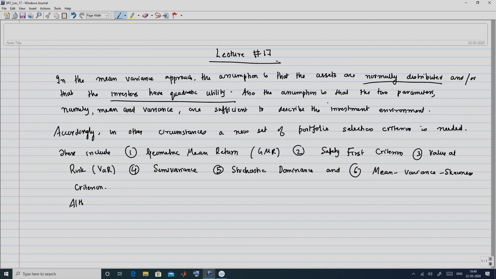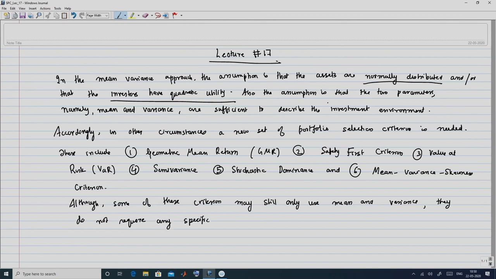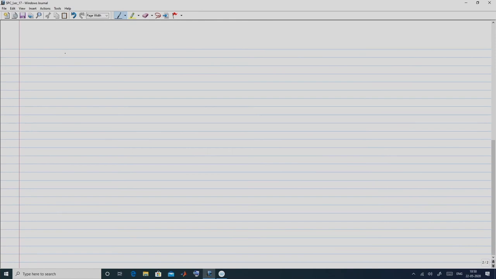Okay, so just an observation that although some of these criteria may still only use mean and variance, they do not require any specific distribution. So you could have a more generalized setup where you are not restricted only to the assumption of normally distributed random variables. Okay, so let me start off with the first of these criteria, and this is what is known as the geometric mean return criteria.